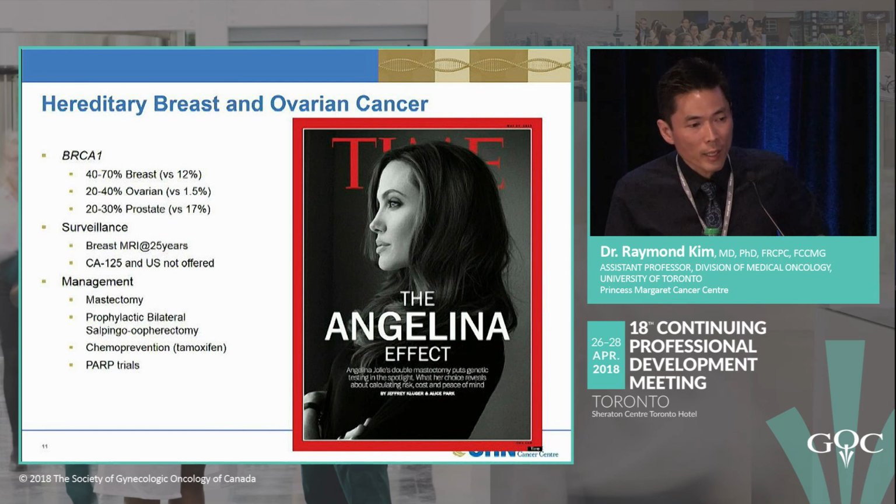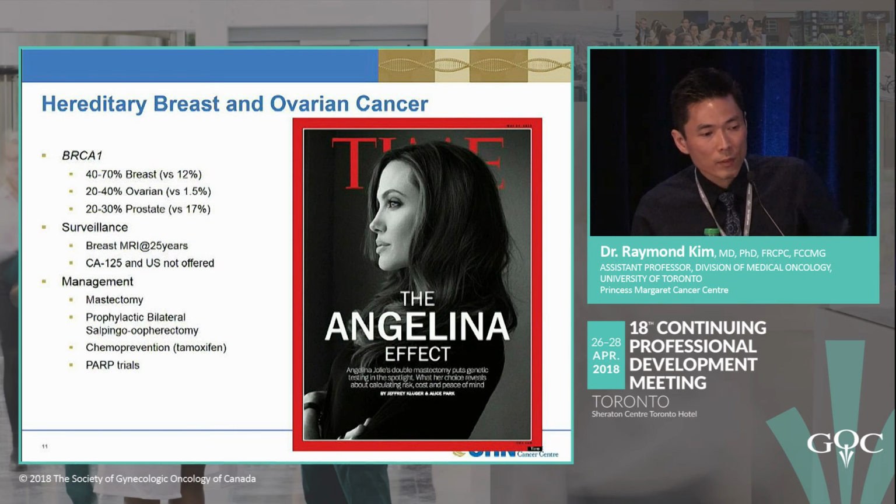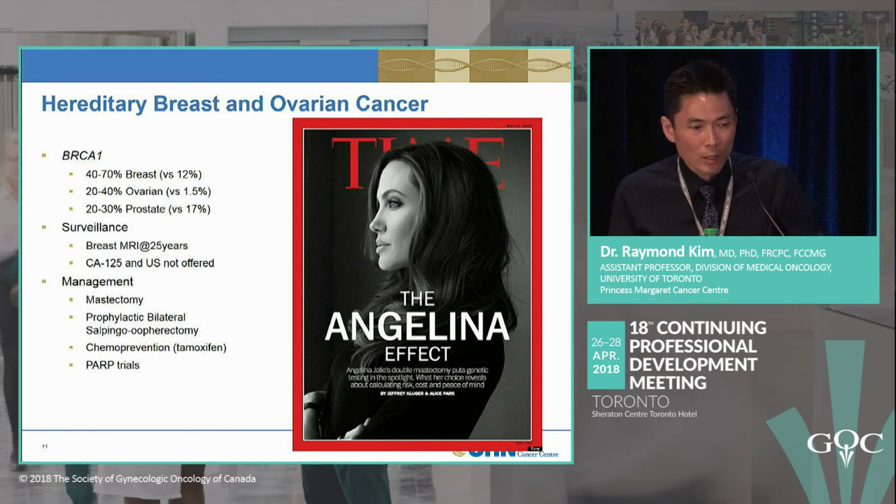So hereditary breast and ovarian cancer, this is BRCA1. Everybody knows this quite well in this audience. Here they're at high risk of developing breast, ovarian, and prostate cancer. For surveillance, we start breast imaging quite early, and CA-125 and ultrasound do not seem to be effective in this population or in any population. And the management is either prophylactic bilateral salpingo-oophorectomy, which we usually recommend after childbearing. Chemoprevention such as tamoxifen has been slightly associated with BRCA1 versus BRCA2. And of course now they are eligible for PARP trials, particularly in ovarian cancer, and also emerging will be breast and prostate cancer.